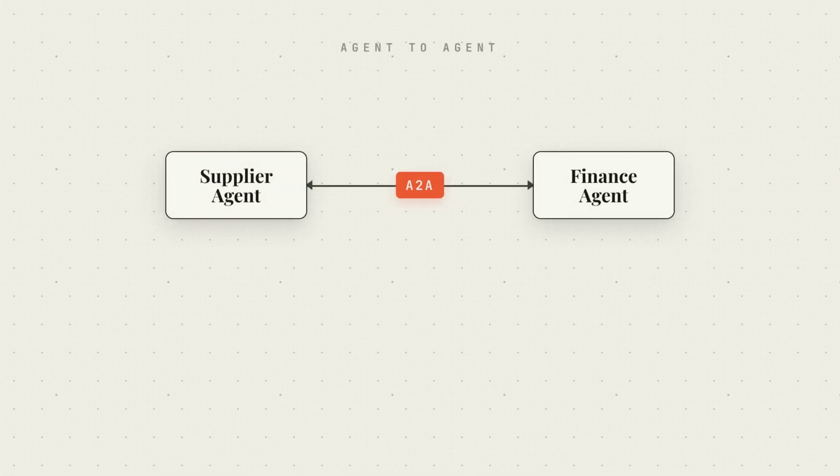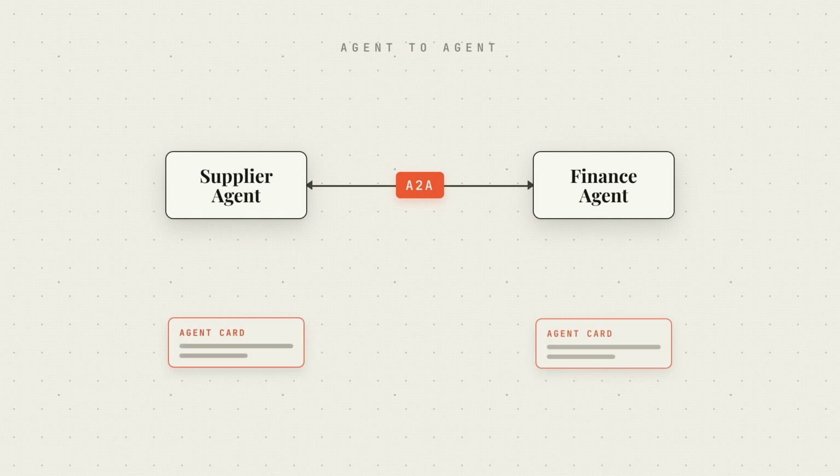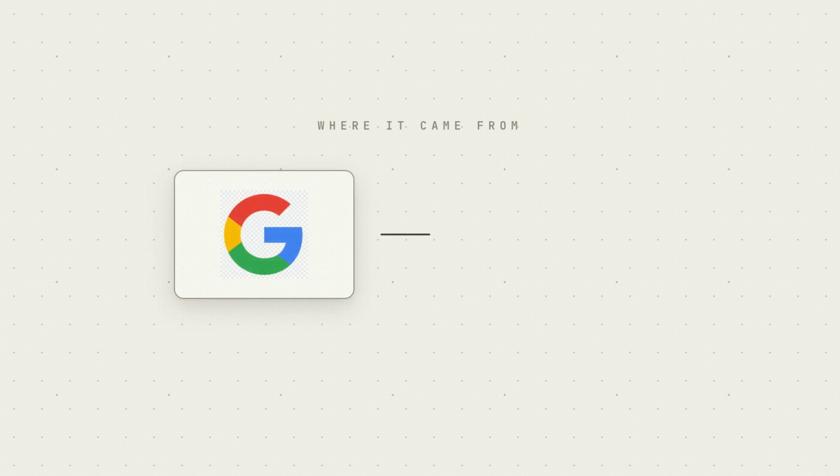With A to A, each agent publishes an agent card. It's basically a little profile explaining how to work with that agent, like a business card for that agent. So the other agent reads the card, figures out what this one is good for, and hands off the task. A to A came from Google. And yes, it's also now an open standard under the Linux Foundation.